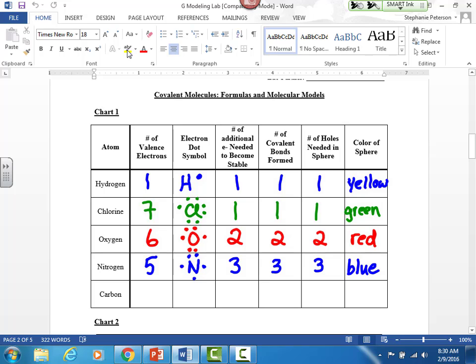Last one is carbon. How many valence electrons? 4. Dot structure just has 4 singles. How many electrons needed? 4. Hopefully you're seeing there's a pattern here. 4 bonds, 4 holes, and these are black.